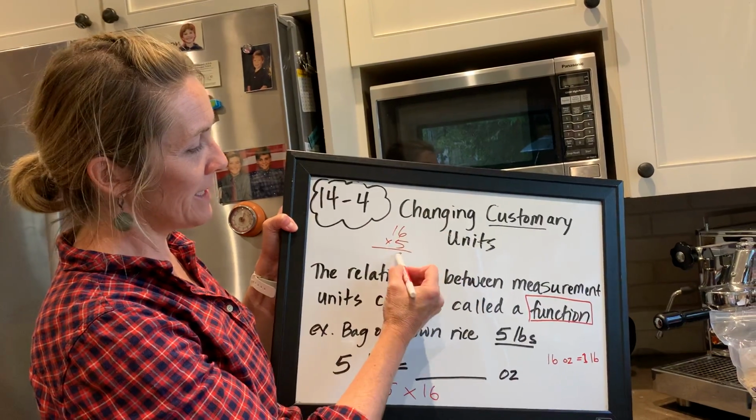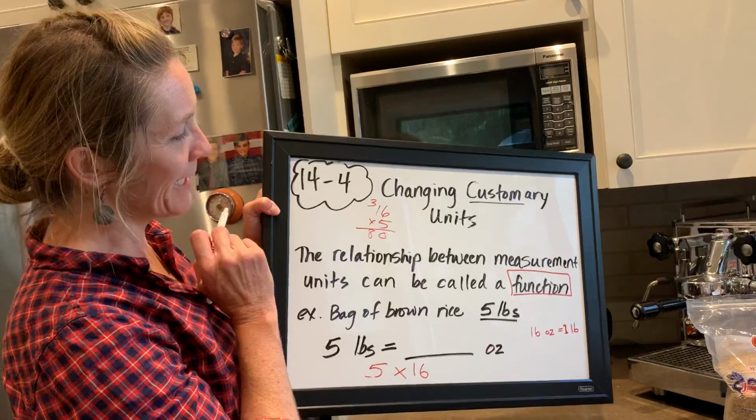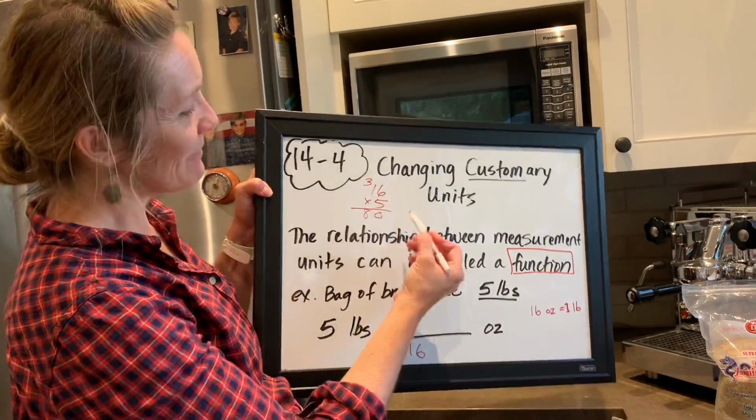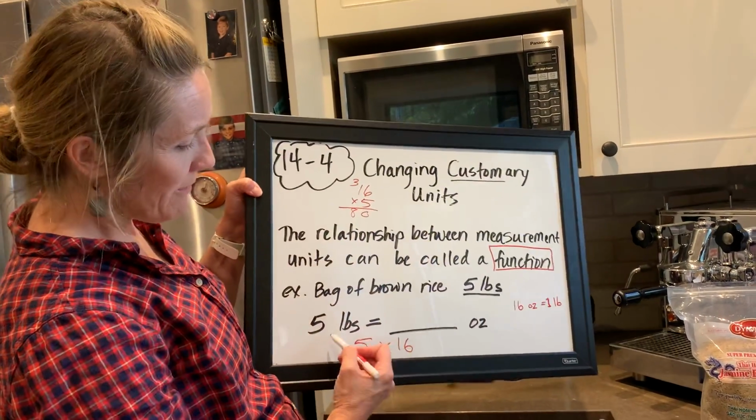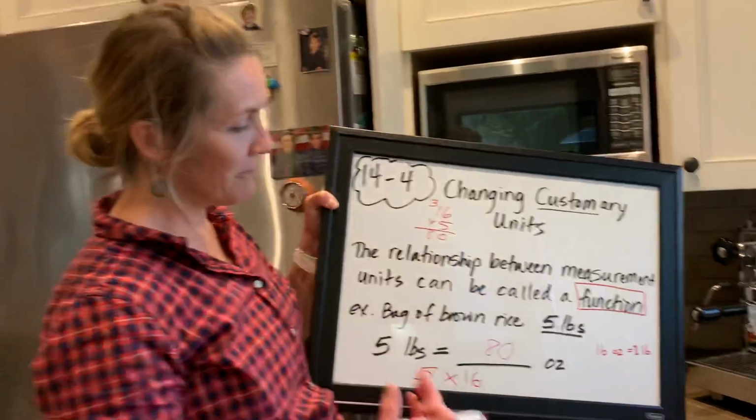This is a basic standard system. Make sure I'm doing that right. Did I do my math right? Mm-hmm. So I have 80. So what that means is 5 pounds equals 80 ounces of rice.